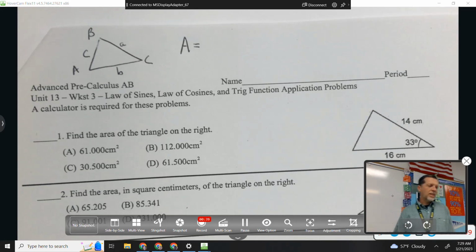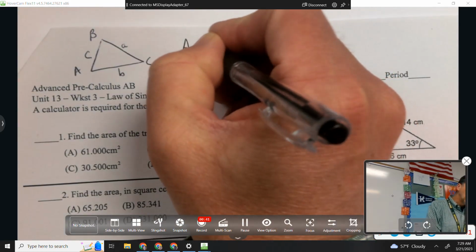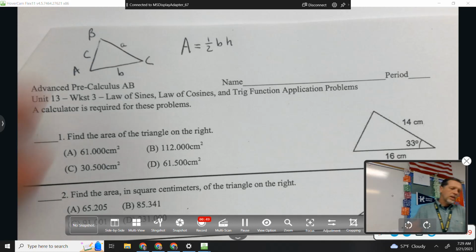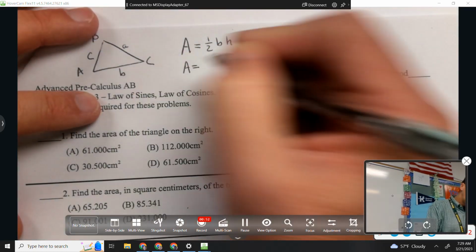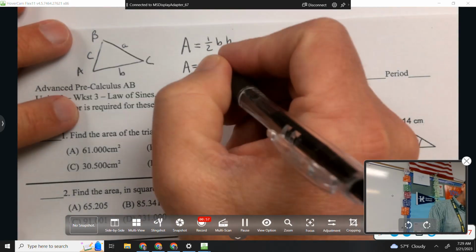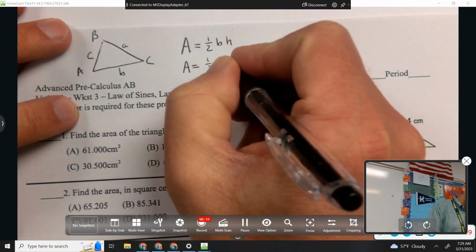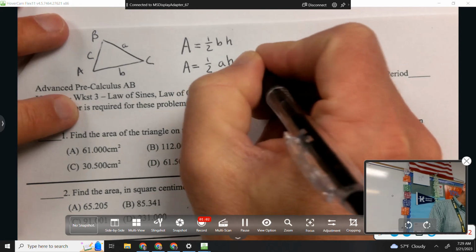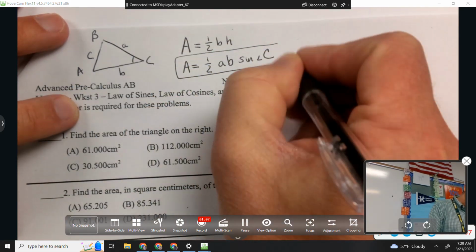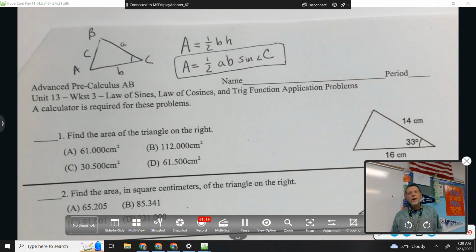1/2 base times height is the formula you're probably used to. And so that's not wrong, but you need a height to use that formula. If instead you don't have a height, you can do 1/2 A times B times sine of angle C. So that's a new area formula, area of a triangle. It's very much related to 1/2 base times height.